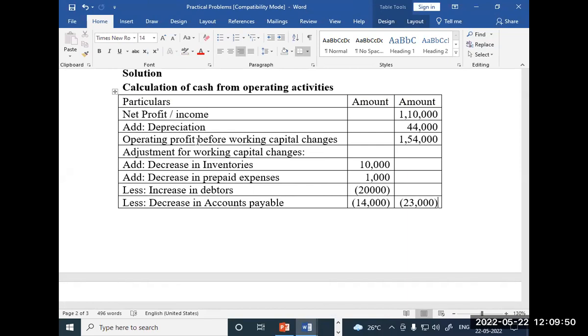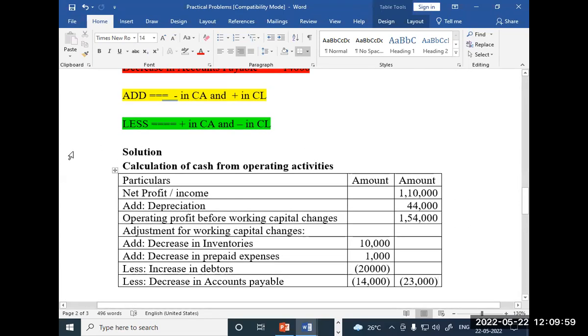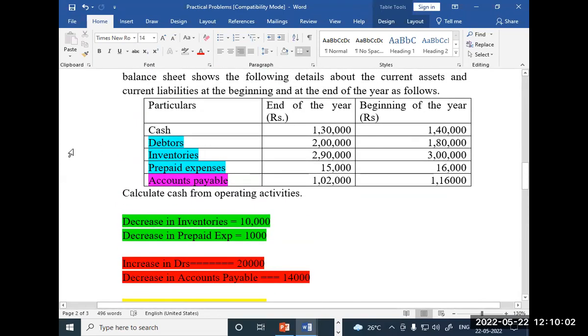Which one? Yeah, two amounts that you have to check. In the question you are talking about, right? In the question format.